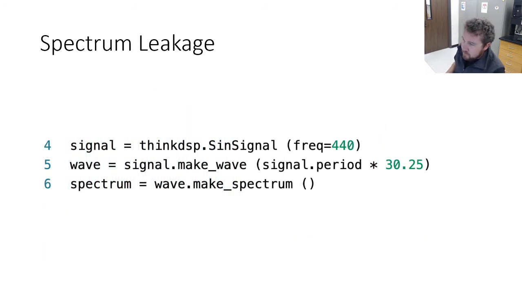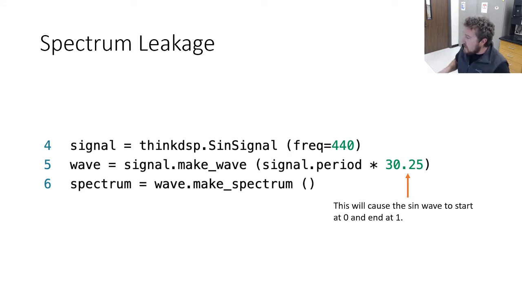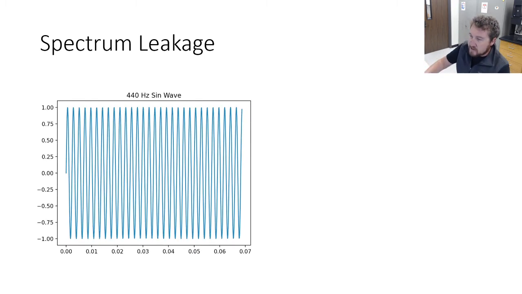Now, what if we mess it up a little bit? We're going to take the same signal, a 440 hertz sine wave, but this time, instead of making our segment 30 periods, we're going to make it 30.25 periods. What will happen here is this will cause the sine wave to start at 0, but end at 1. We're going to create a huge discontinuity in our sine wave segment, which is going to cause some problems when we create our spectrum. So first, let's create the signal. Here you can clearly see on the left-hand side the signal starts at 0, and at the end it ends at basically 1, minus a little bit of cutoff, but it's there at 1.